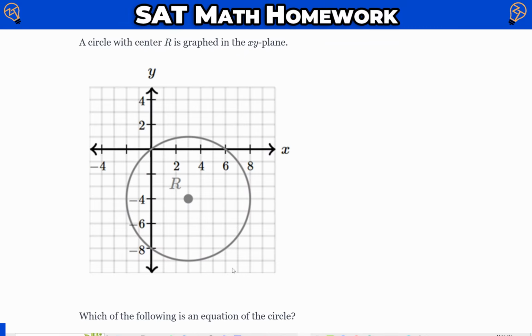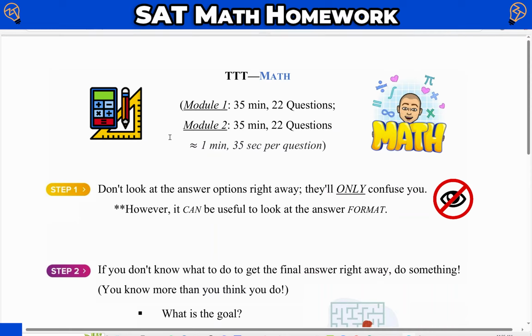This question is asking us to find the equation of the circle. And keep in mind on our triple T document for the math section, we say don't look at the answer options right away, they'll only confuse you. However, it can be useful to look at the answer format.